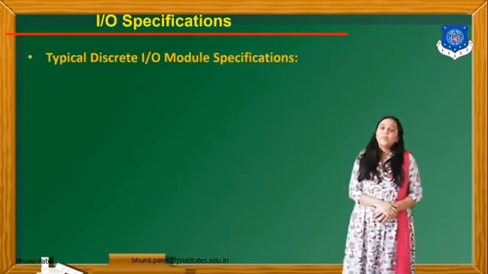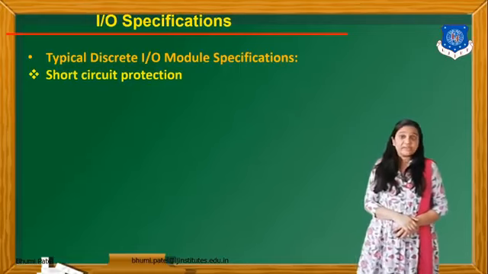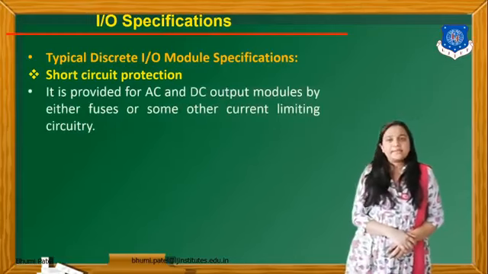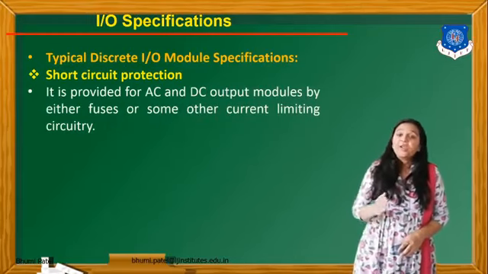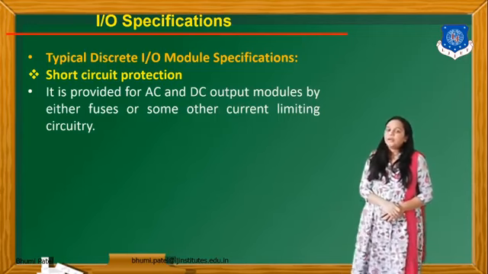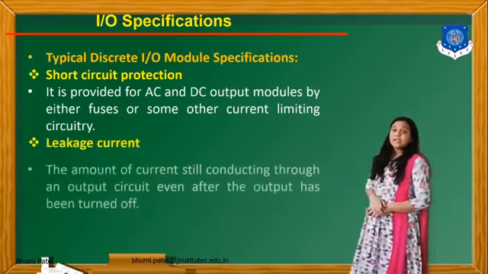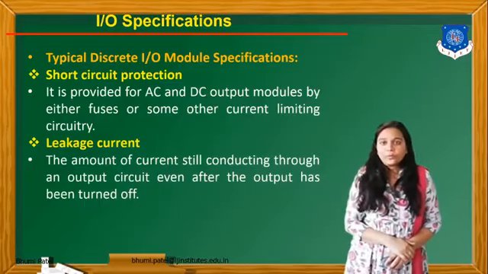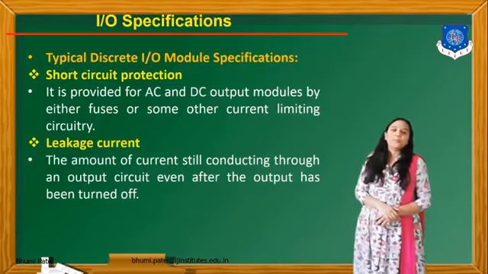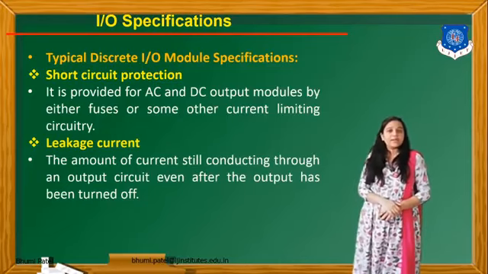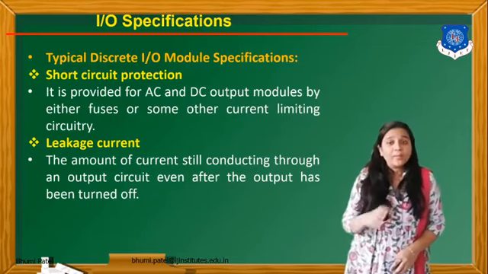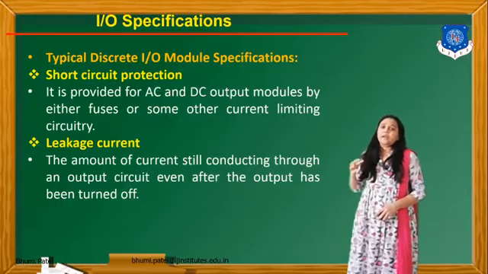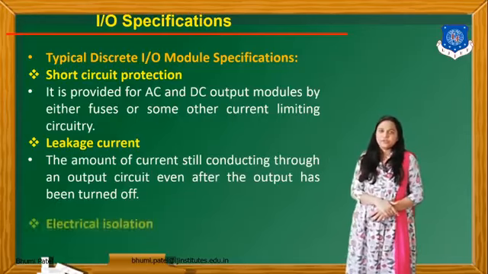So this is all about the discrete I/O module specification. The next one is the short circuit protection. It is provided for the AC and DC output module by either a fuse or some other current limiting circuitry. What is the leakage current? The amount of current still conducting through an output circuit even after the output has been turned off. If there is no output, but if we measure at the output side, we can get some milliampere current. It is known as the leakage current.